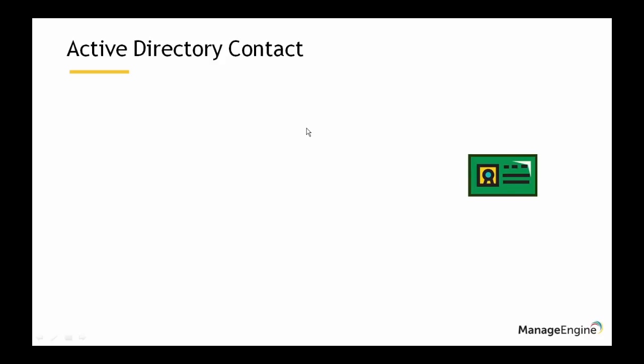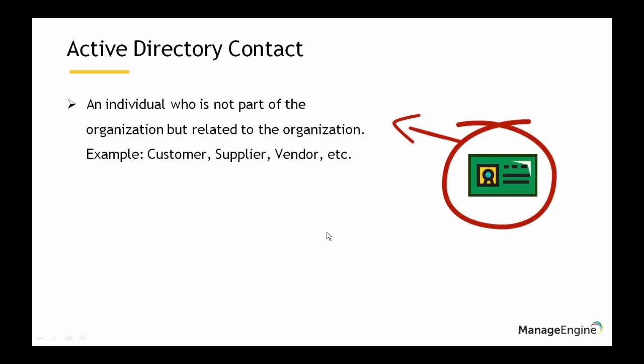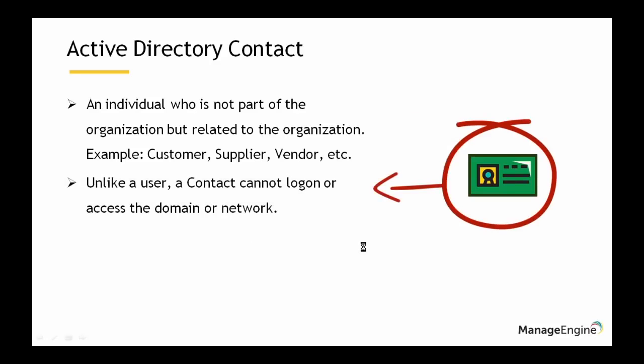And then another type of object is going to be the contact objects within Active Directory. So this object is going to be a bit different from the other two objects that we just saw. So any individual who's not part of the organization but related to the organization is going to be named as a contact within Active Directory. For example, you have vendors who would like to be part of your organization, but at the same time, they do not need access to resources within your organization. In such cases, you create something called contact objects within Active Directory.